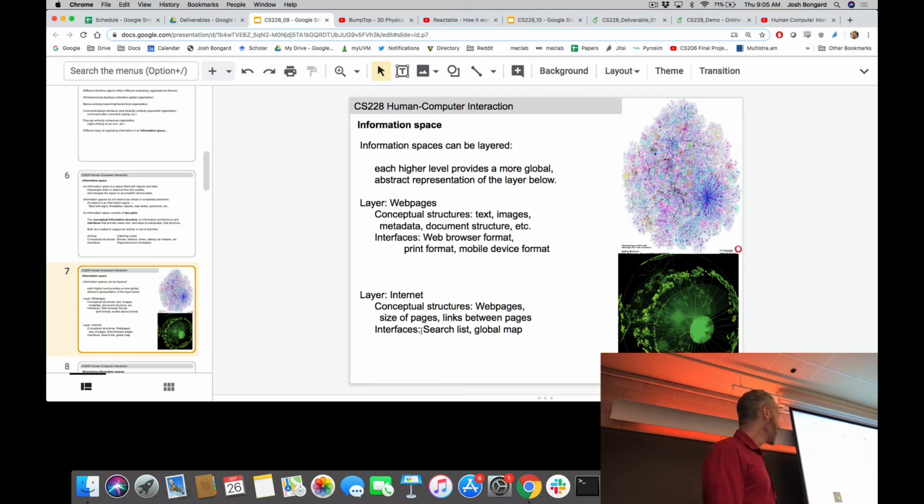It's not easy to get a good interface onto the internet directly, other than, these days, global search. So you can pick different kinds of information spaces like web pages, the internet, apps, computer games, and the Leap Motion SDK itself, and ask yourself, what are the conceptual objects that make up that information space? And then what are the interfaces that are provided onto those objects?